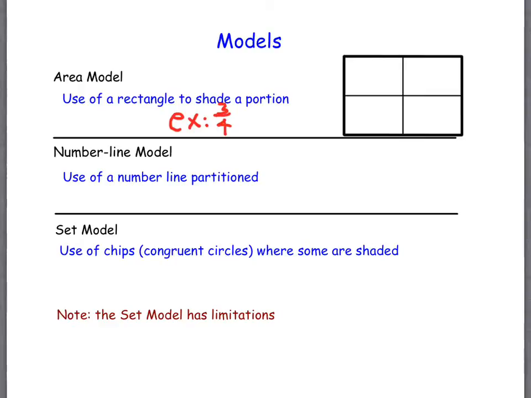Three over 4. Then in your image, you could actually take that and shade in 3 of the 4 boxes. So that's an area model. This one we haven't seen yet, the number line model. I didn't do an example of this one.